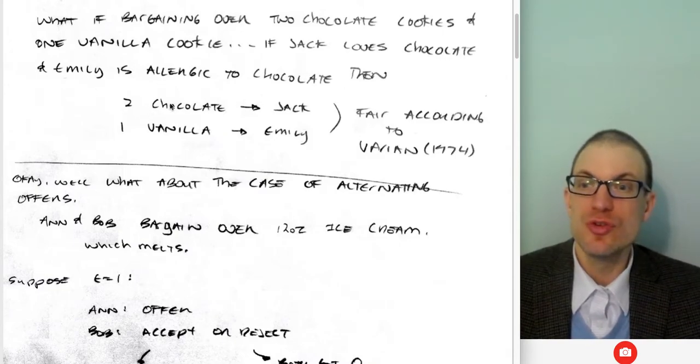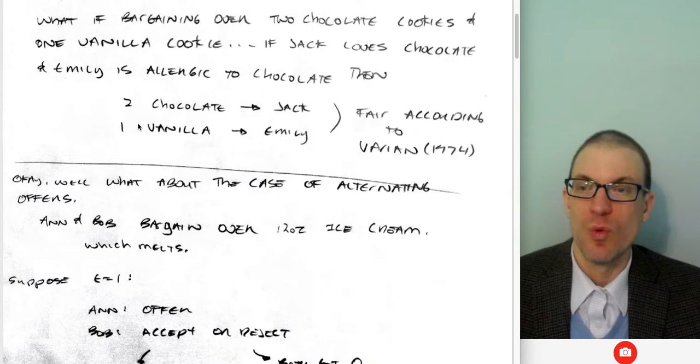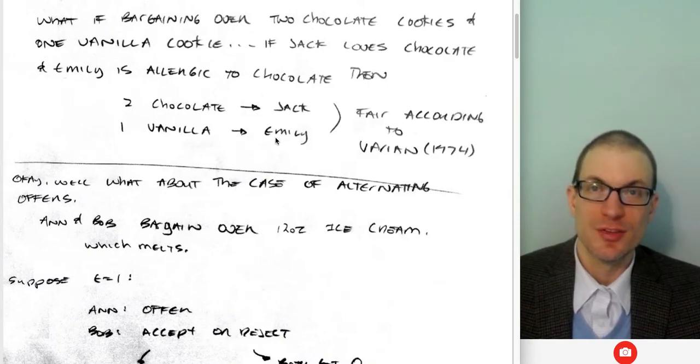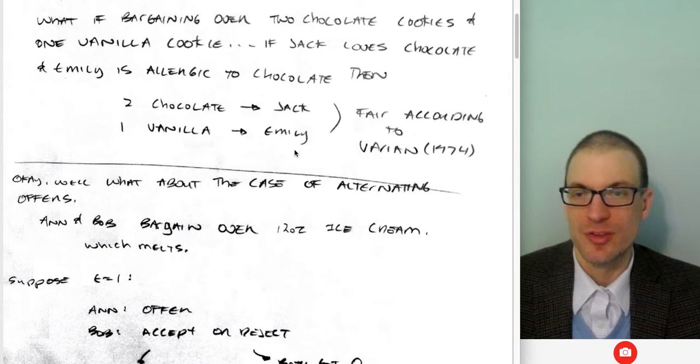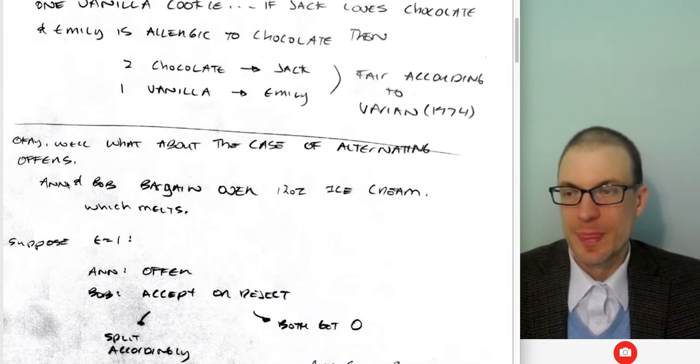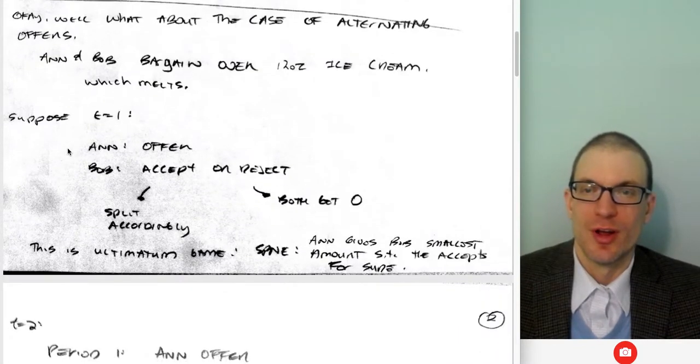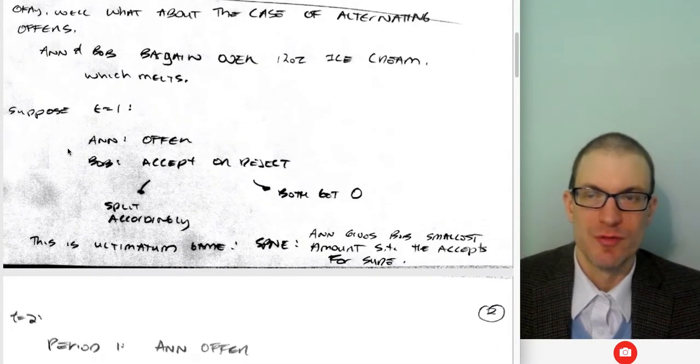Then giving 2 chocolate cookies to Jack and 1 vanilla cookie to Emily is not a 50-50 split, but there's no envy. Therefore, it's fair according to Varian, because Emily can't have those cookies anyway, and Jack has more cookies. So, all right. What about the case of alternating offers, such as what I've just described?